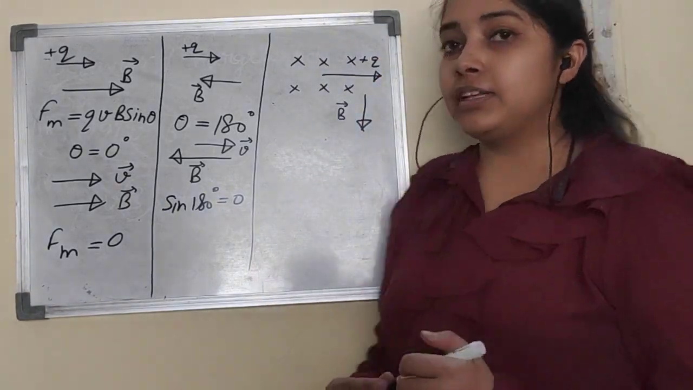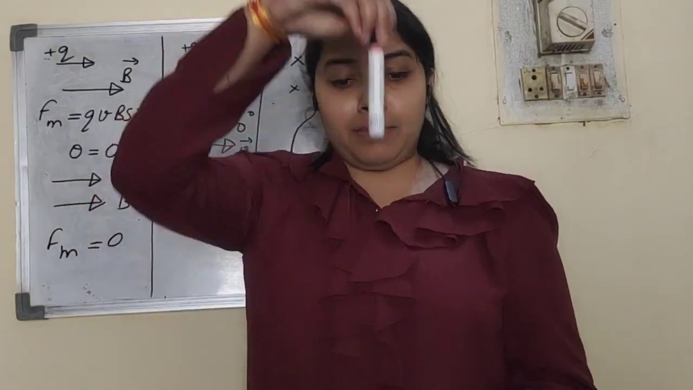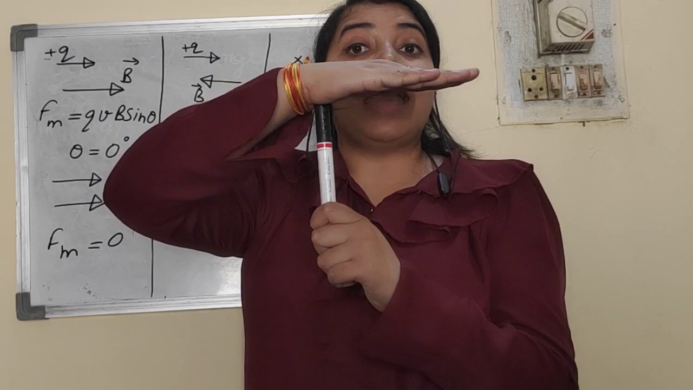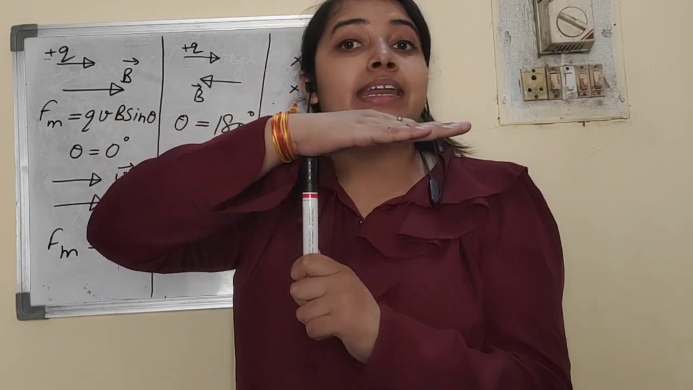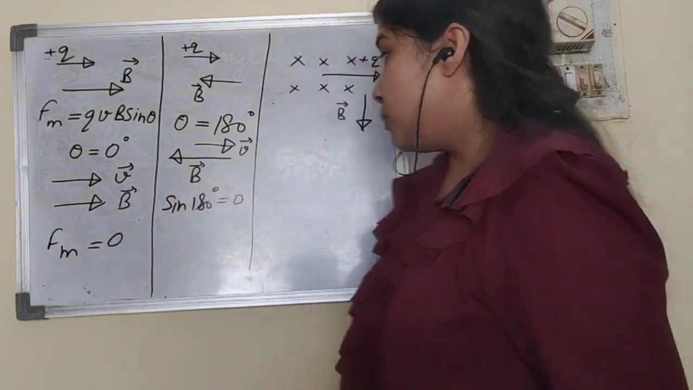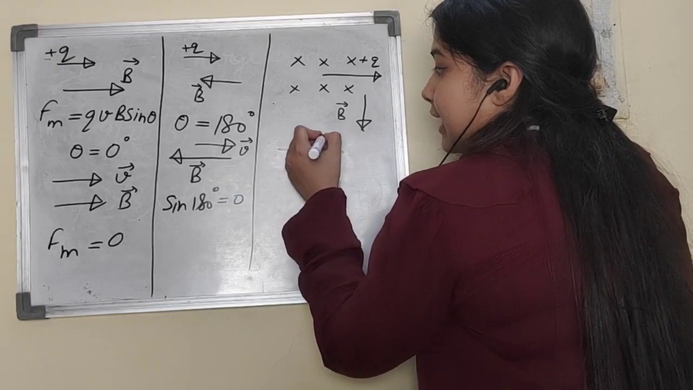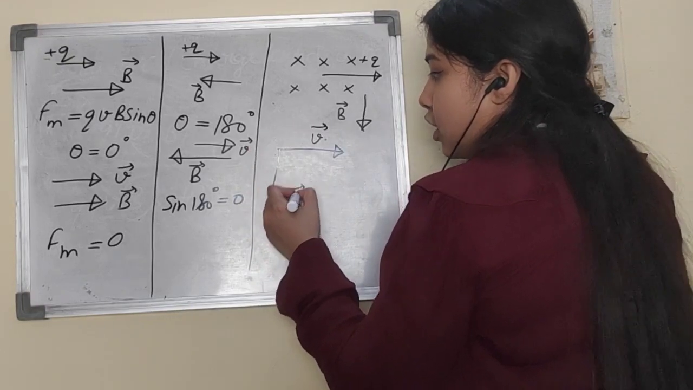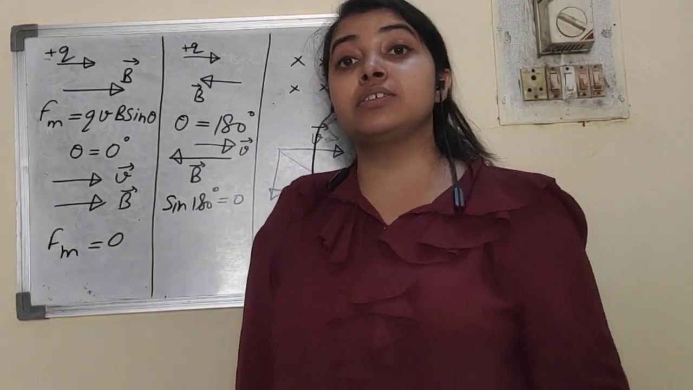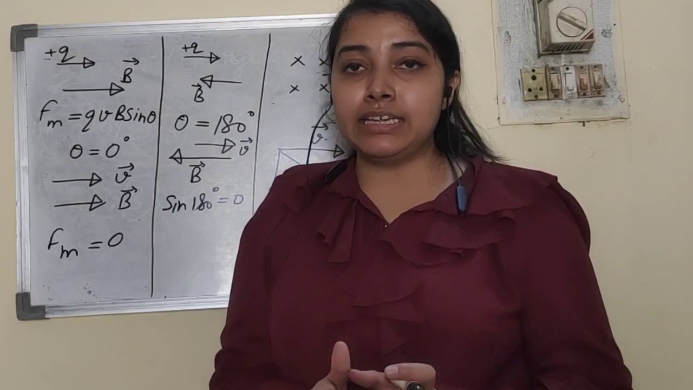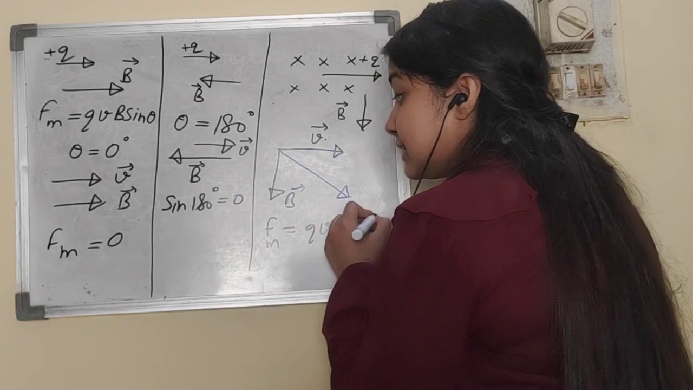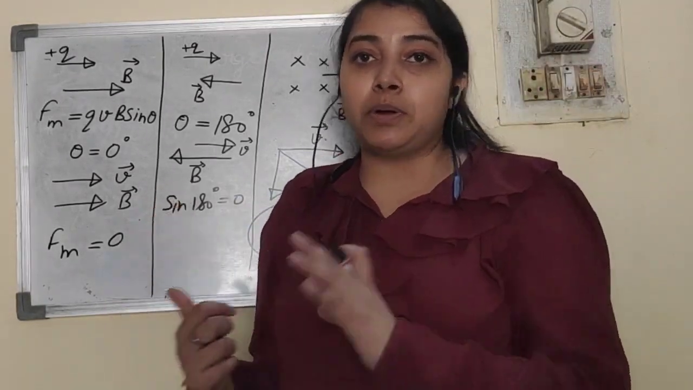Now in the third case, when the charged particle enters perpendicular, the magnetic field is in the downward direction and the charged particle is entering like this. In that case, the angle between both is 90 degrees and sin 90 is not equal to 0. Sin 90 is 1, which is the maximum value of sin theta. So basically here the velocity is like this and the magnetic field is like this. So the force will be the resultant of these two. Because sin 90 is equal to 1, the force will become QVB, and this is the maximum force the charged particle can experience.